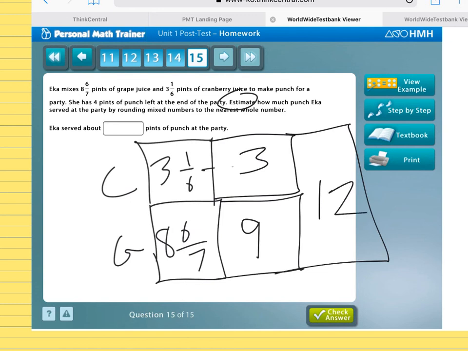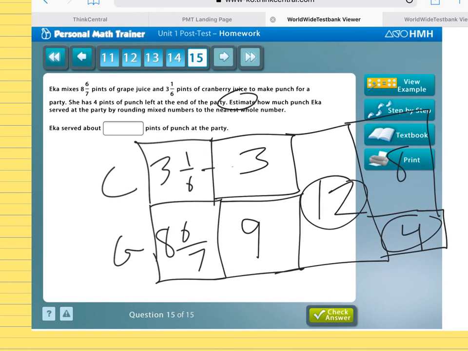And now if she had 4 pints left over, actually I'm going to put that down here. If she had 4 pints left over, how much punch did they drink at the party? So comparing 12 to 4 gives you a difference of 8. So she must have served 8 pints of punch at the party to have 4 pints left over.